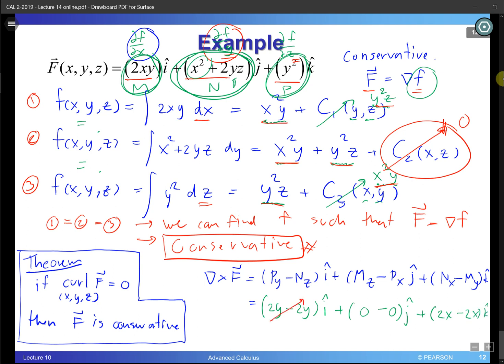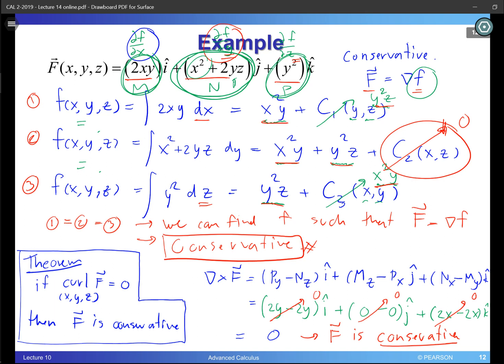This goes to 0, goes to 0, goes to 0, which means that the curl for this one is equal to 0. And you can answer right away that this vector field f is conservative. And this is one use of the curl. Besides finding the behavior about the circulation, you can use curl to find out about the conservativeness of a vector field.